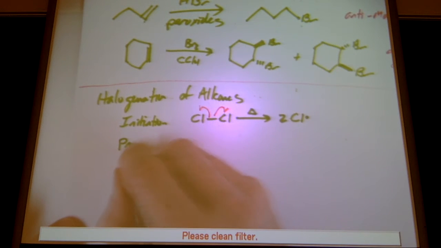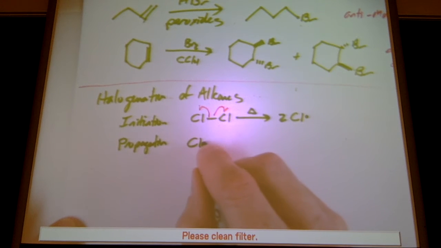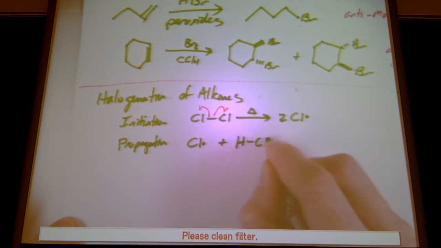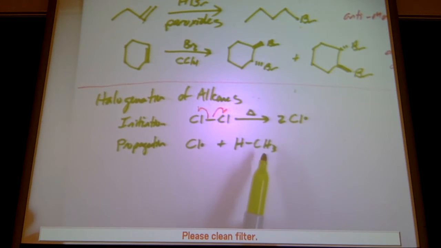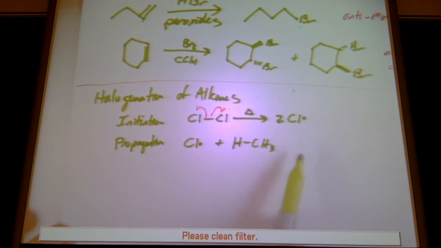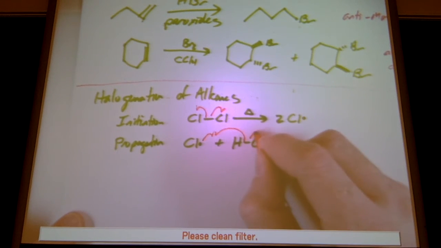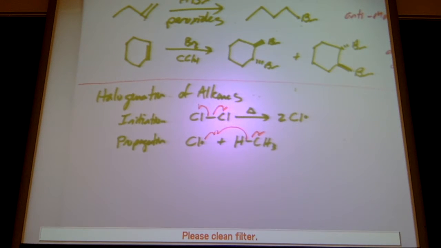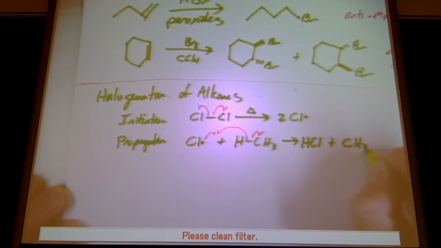Then I have my propagation step. And so I'm just using the simplest alkane here, methane. But if you have a larger alkane, this can take place with any hydrogen on your molecule. So that chlorine radical takes off a hydrogen and it creates an alkyl radical.